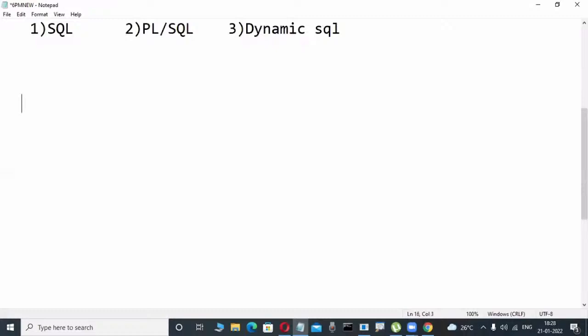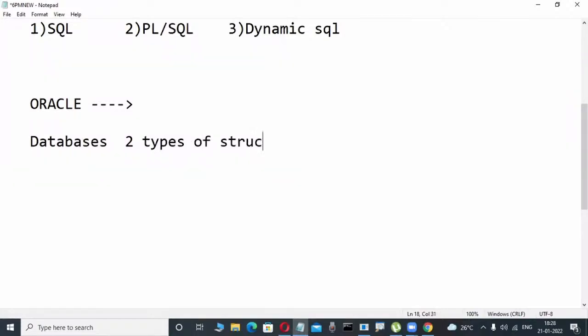Actually, these are relational databases: Oracle, SQL Server, DB2. Unfortunately, these databases have two types of structures. You must be familiar with this before we start our courses. Observe it here, two types of structures are there. Don't write it, just observe.